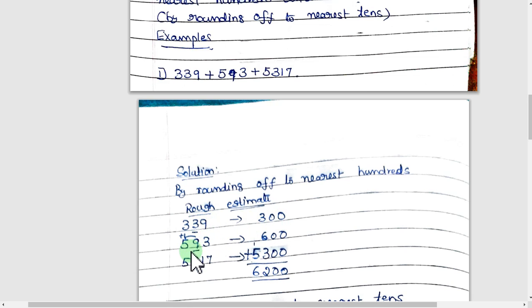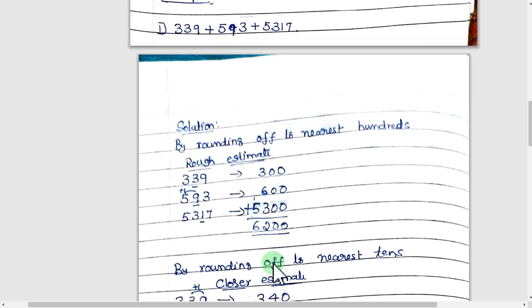So 593, the tens place digit is more than 5, so adding plus 1, this 9 stays and the 3 becomes 0, and plus 1 means 600. 5317, even though it contains a thousands place, we are rounding off to the nearest hundreds. So checking the tens place, less than 5, so you don't have to add. So 5, 3, these two digits become 0. After that the usual addition, 6200 is the estimated sum.